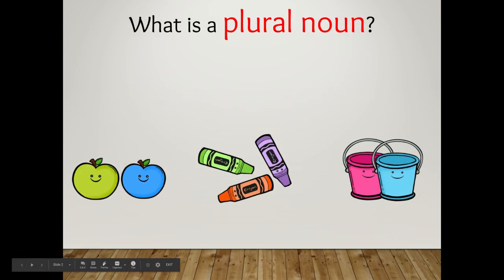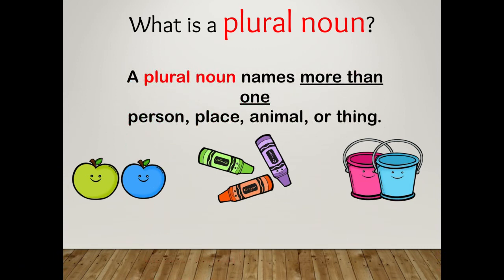But you know what? If I were going to eat an apple, you would want one too, wouldn't you? So we need to show a way that tells people that we have more than one. We call that a plural noun. A plural noun names more than one person, more than one place, more than one animal, or more than one thing. So now I can have an apple for me and an apple for you.